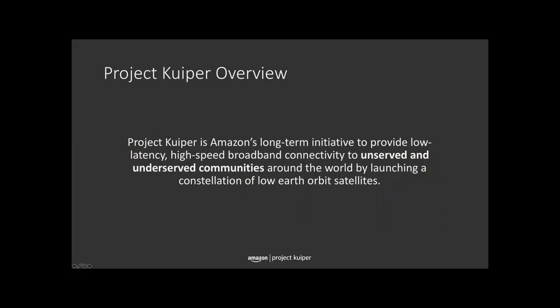If you're not familiar, Project Kuiper is Amazon's long-term initiative to provide low-latency, high-speed broadband connectivity to unserved and underserved communities around the world by launching a constellation of low Earth orbit satellites. We've heard so many stories lately about people who are unable to do their job or complete schoolwork because they don't have reliable internet at home. And there are still too many places where broadband access is unreliable or where it doesn't exist at all. Kuiper is going to change that.